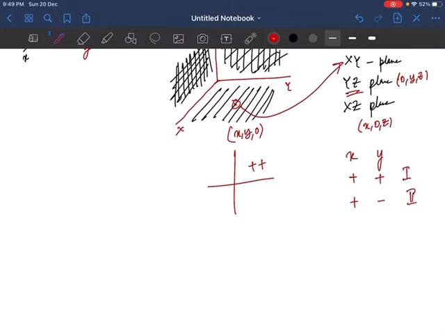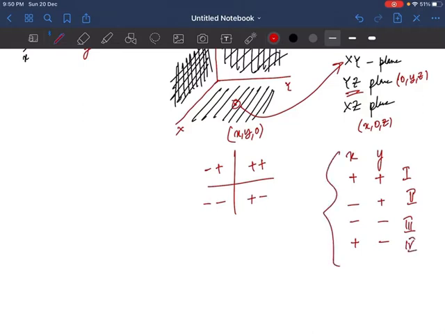In the second quadrant, x is negative, y is positive. I made a mistake in here. In the second quadrant, x is negative, y is positive. In the third quadrant, both are negative. X is negative, y is negative. In the fourth quadrant, x is positive, y is negative. That is the fourth quadrant.